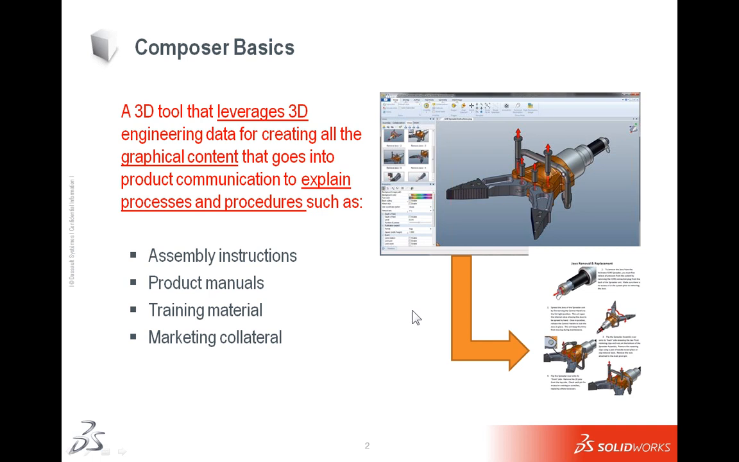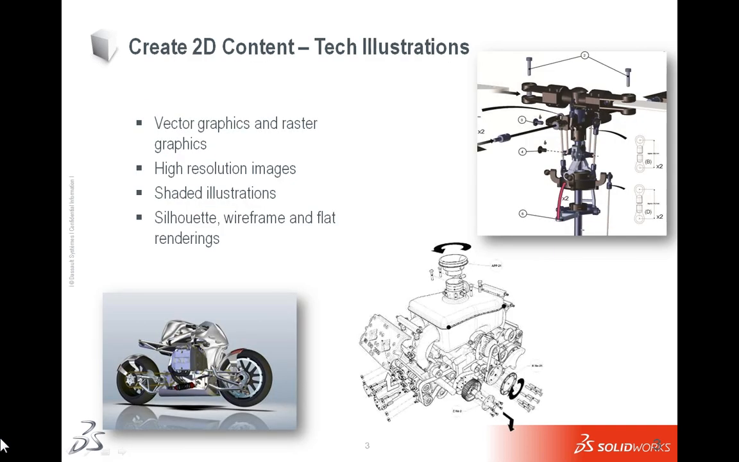So what is Composer? It's a 3D tool that leverages your 3D engineering data for creating all graphical content. We're going to be able to talk about assembly instructions, product manuals, training material, and definitely marketing collateral as well. Now we'll jump in to show you how that works. Some of the basic things we can do with our standard documentation is to create 2D content, vector and raster images, some high resolution images, silhouette, wireframe, and flat renderings as well.